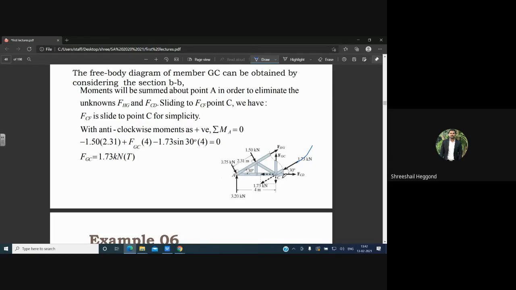With anti-clockwise taken as positive, write summation of MA equal to 0, the expression for summation of MA. That can be given as 1.5 kilonewton applied load at a point in between the joints, at a distance of 2.31 from the joint A. This is joint A. From this, 1.5 kilonewton is applied at a distance 2.31. That is of clockwise direction. Therefore, it will be of negative sign.